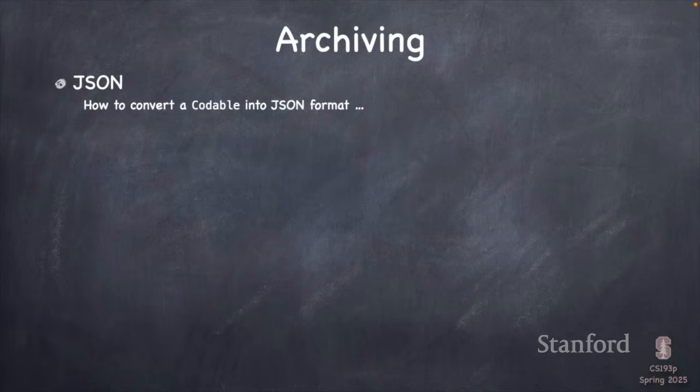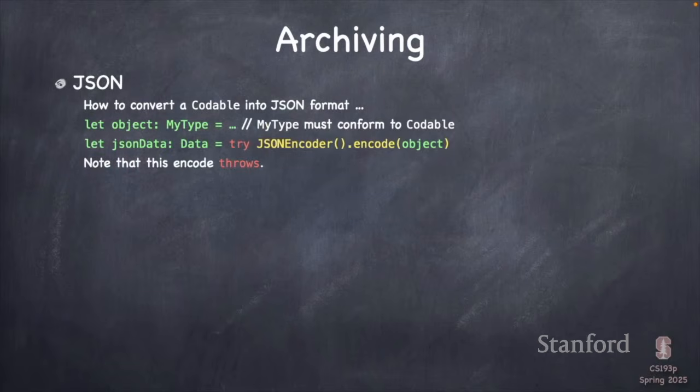So how do we do that? Really easy. I have an object, my type. My type is codable. I'm just going to say let JSON data equal JSON encoder dot encode that object. And it is going to take that object, since it's codable, and make it up into a JSON data object.